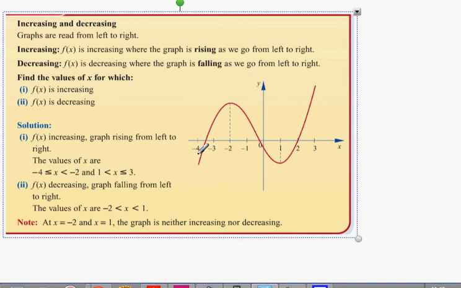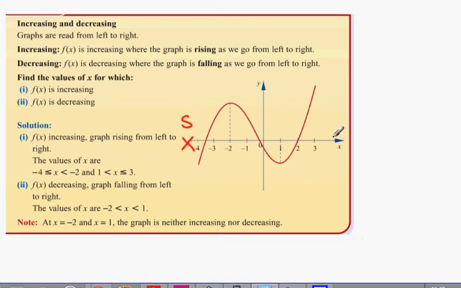Increasing and decreasing. Graphs are read from left, which is your start, to your right, which is your end. Increasing. If the function is increasing, the graph is rising from left to right. So is it increasing at the moment? Increasing, turning point, decreasing, turning point, increasing. Is everybody happy with that? Now, find the values for x for which f of x is increasing. It's increasing. Are you looking?